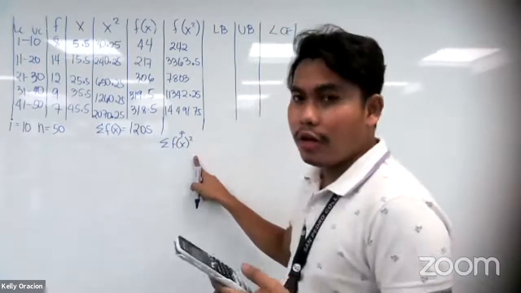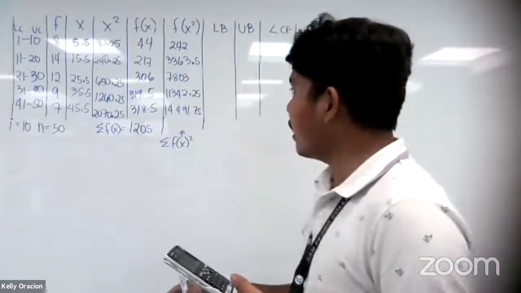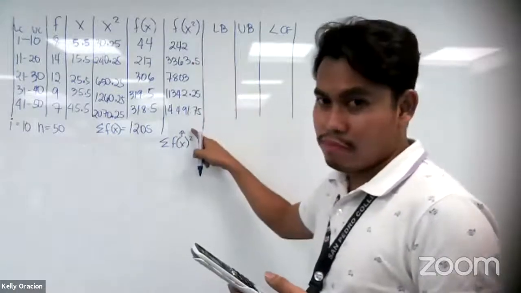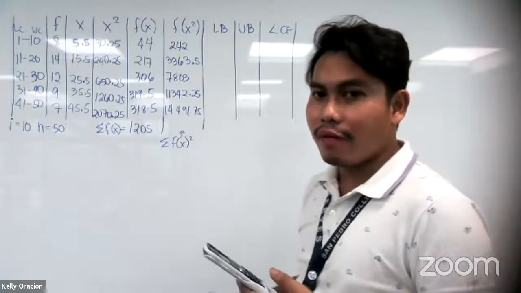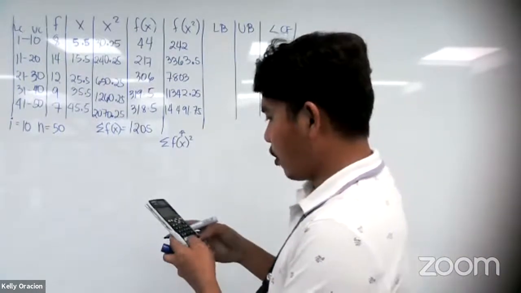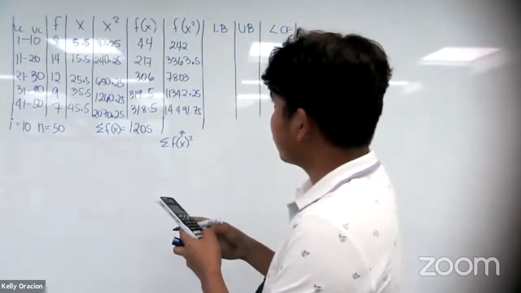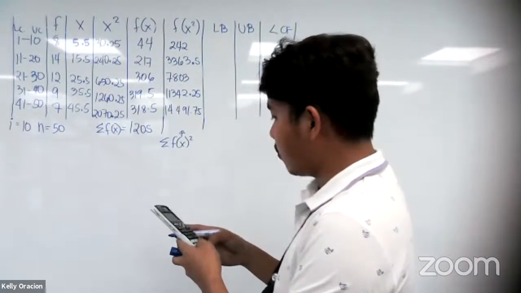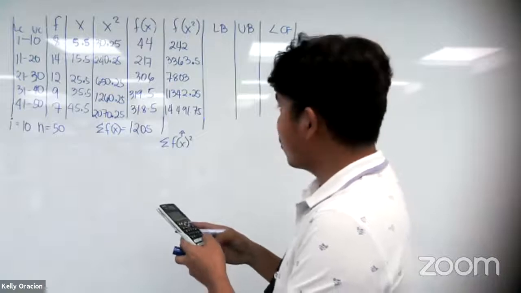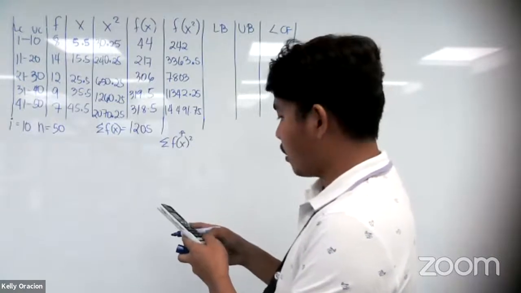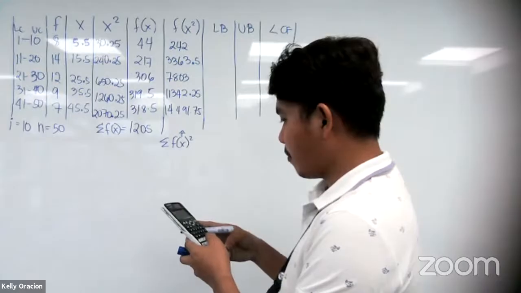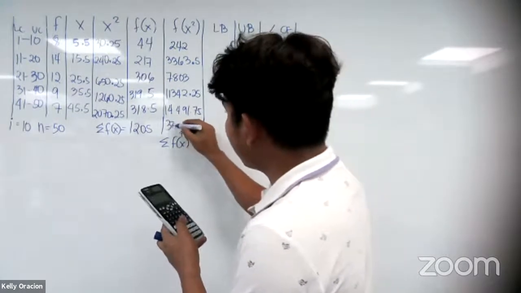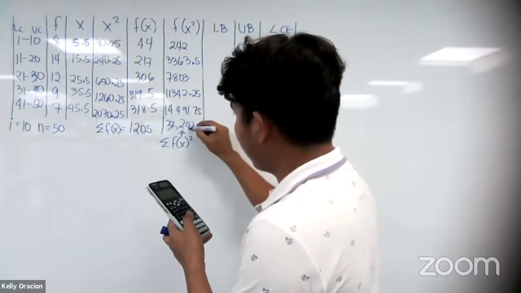And to find the summation of fx squared, you add all of these. Again, to find this, add all of these. And you will have 242 plus 3,363.5 plus 7,803 plus 11,342.25 plus 14,491.75. You will have 37,242.5.